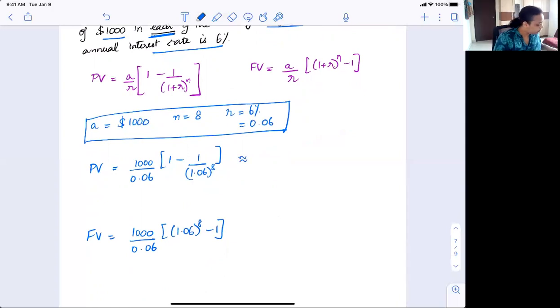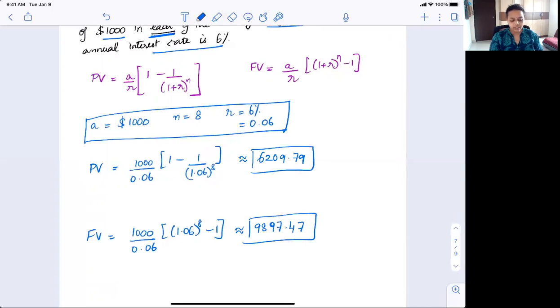And so the present value of the annuity comes out to be about 6,209.79. And the future value of this annuity is about 9,897.47.